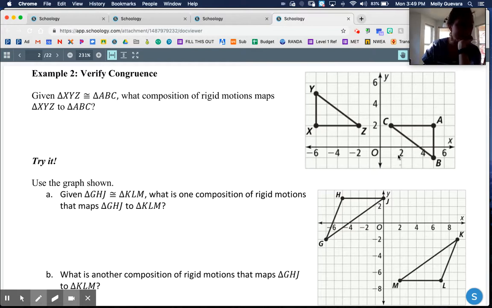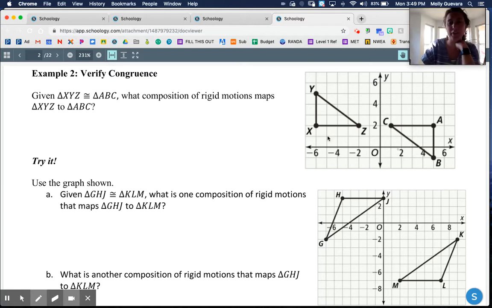Okay, how did I get to this one? There's a lot of different ways that you can do this. Just because I'm going to do it one way doesn't necessarily mean that's the only way to do it. I just want to make that super clear.